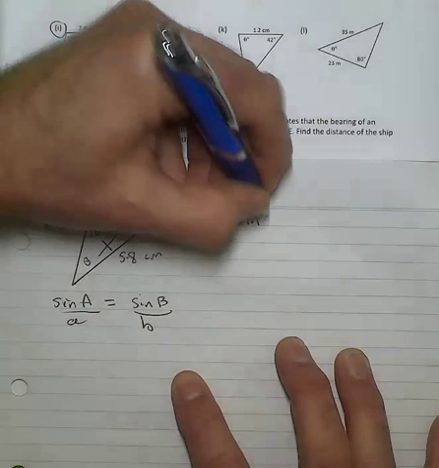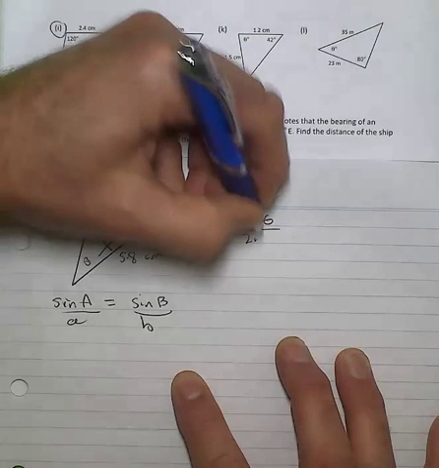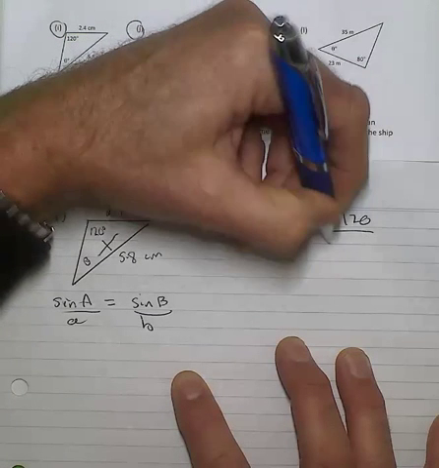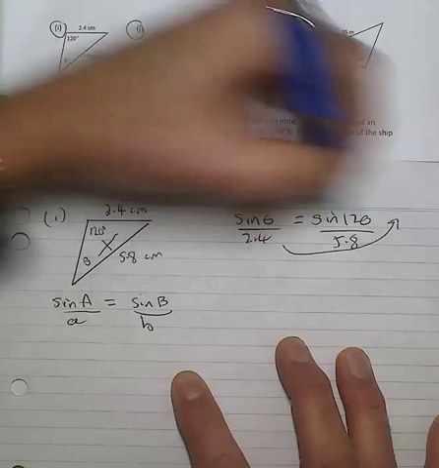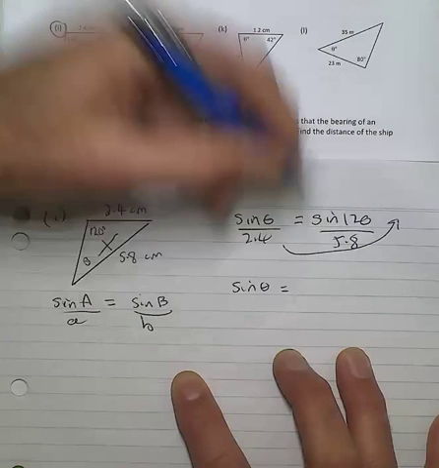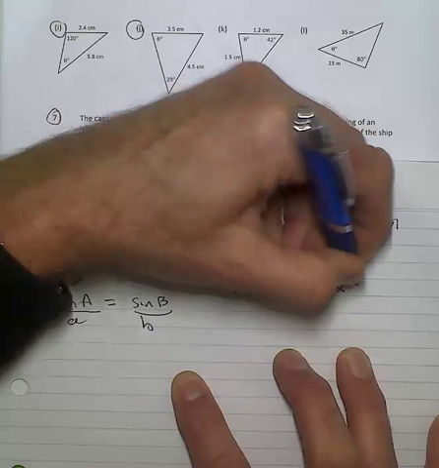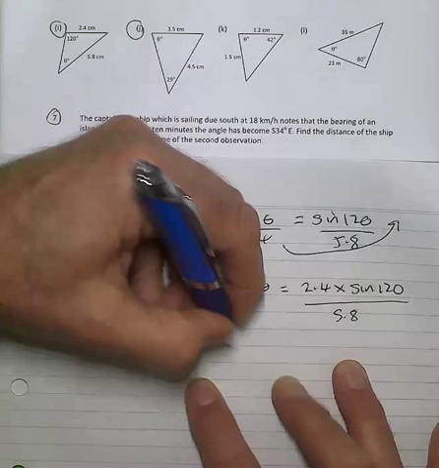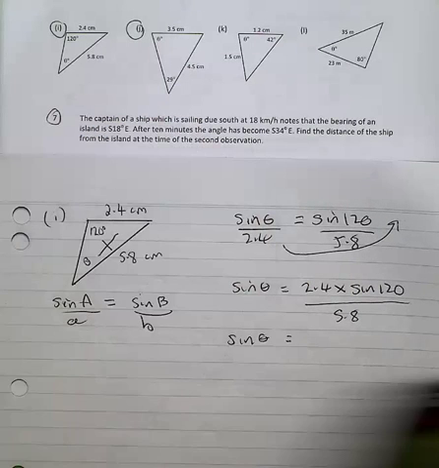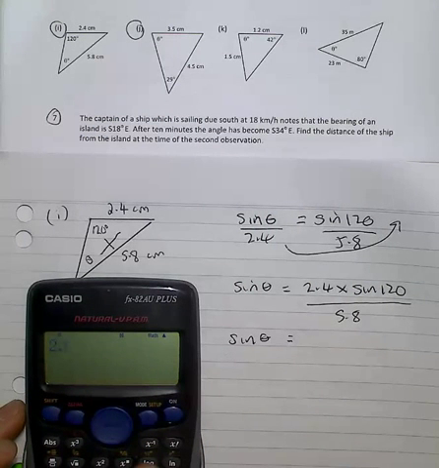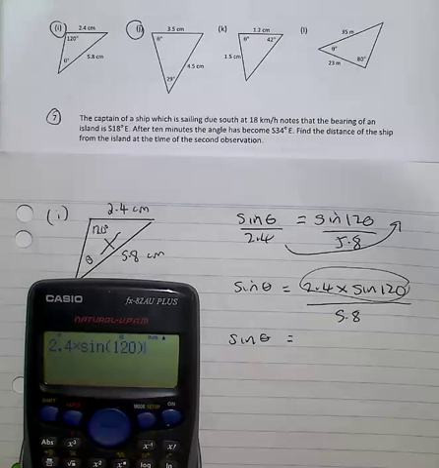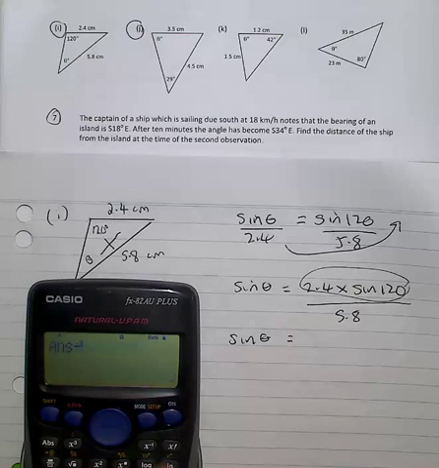So the sine of theta divided by 2.4 is equal to the sine of 120 divided by 5.8. Well, the sine of theta is equal to 2.4 times the sine of 120 divided by 5.8. Now once again, do this on your calculator, but make sure that you carry out the numerator calculation first, the calculation on top if you like.